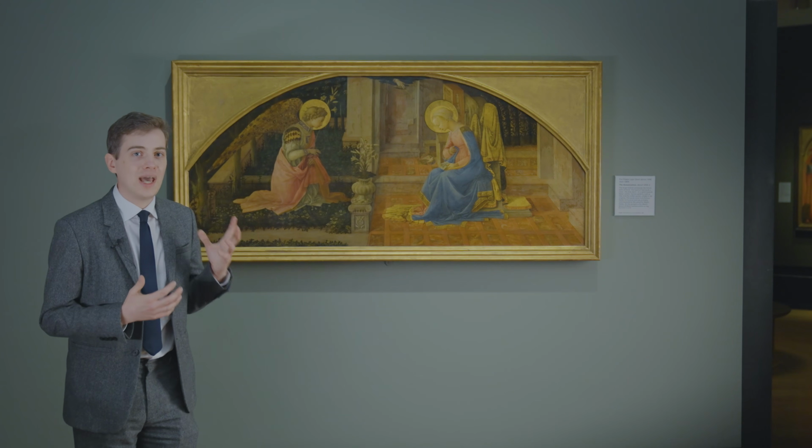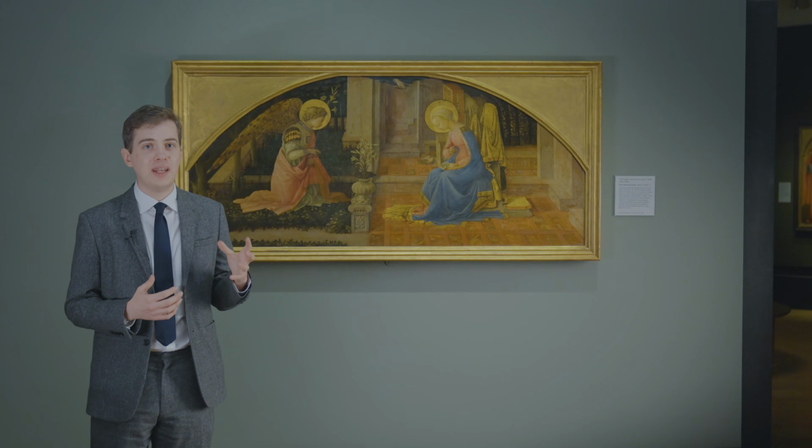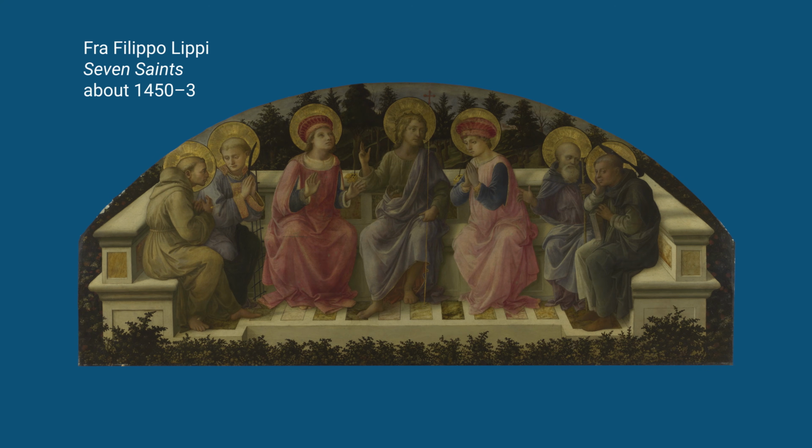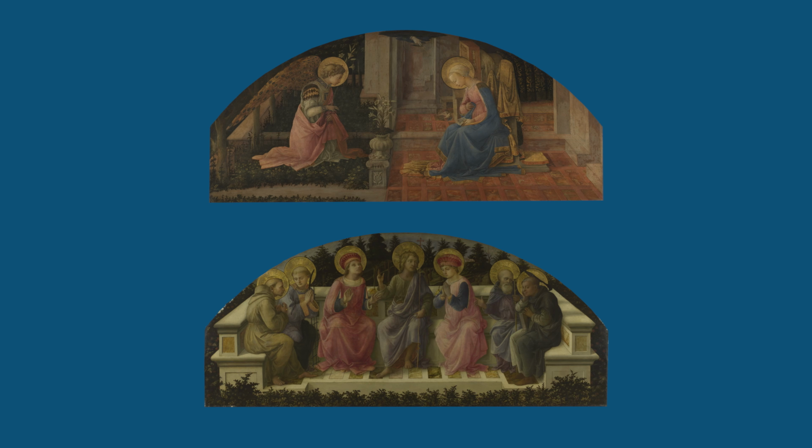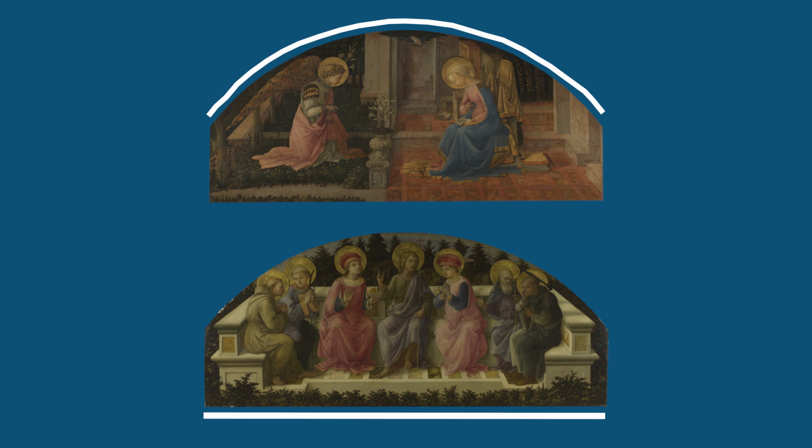The earliest record we have of the Annunciation, and of its pendant, Lippi's Seven Saints, which is also in the gallery's collection, only dates back to the mid-19th century, but clues about their original context can be found within the pictures themselves. One such clue is their somewhat unusual shape. Both panels take the form of a lunette, with an arched top and a flat lower edge. So what might this suggest?